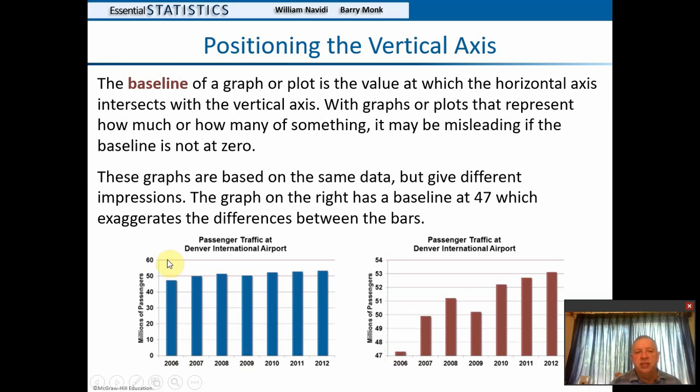But if we give the full scale, here's the 2006 data, here's the 2007 data, and they're pretty close in terms of millions of passengers. If these were individuals, it may not matter, but these were millions of passengers, so it really exaggerates the percentage differences or the changes. If you look over here, we didn't start at zero. These are millions of passengers, so it looks like they're really changing a lot, but in terms of millions, they're not changing that much.